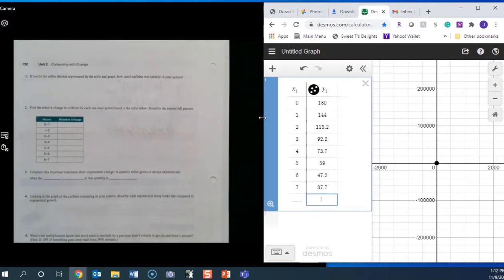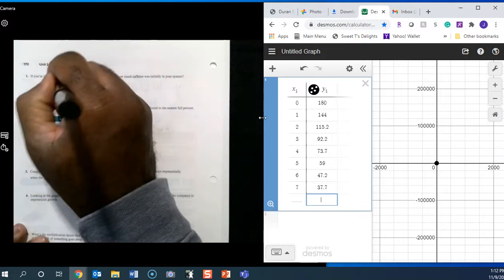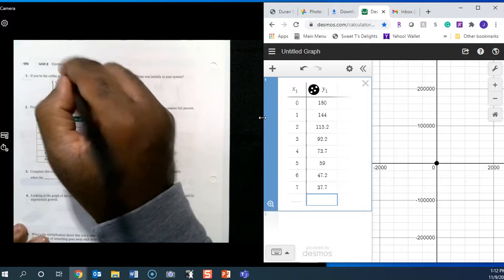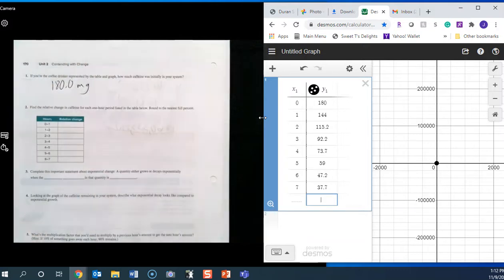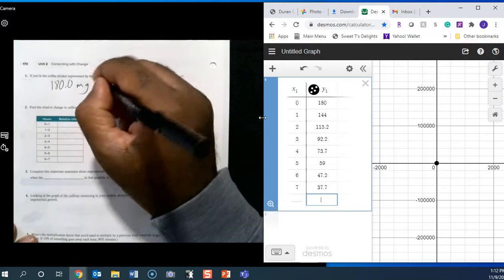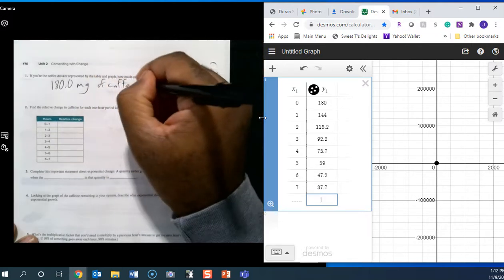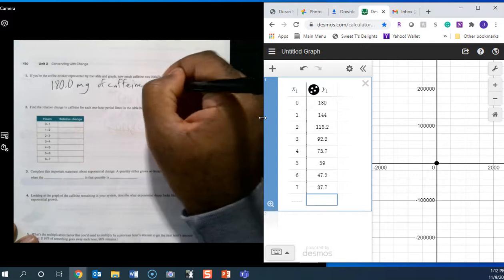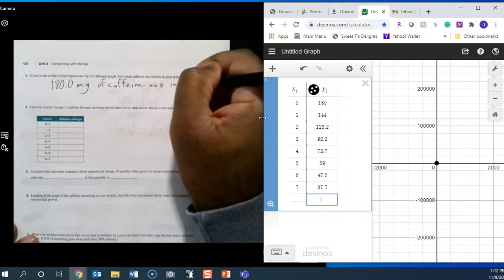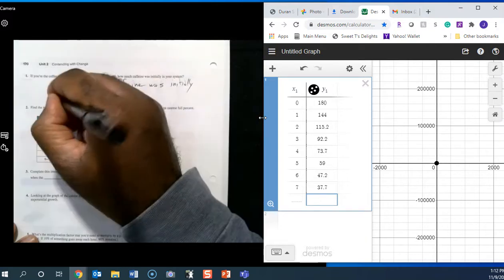If you're the coffee drinker represented by the table and graph, how much coffee was initially in your system? Now, initially in your system is that 0 point. At the 0 point, we have 180.0 milligrams of caffeine. That's how much was in your system. 180.0 milligrams of caffeine, because they want us to write this as a sentence, was initially in your system.